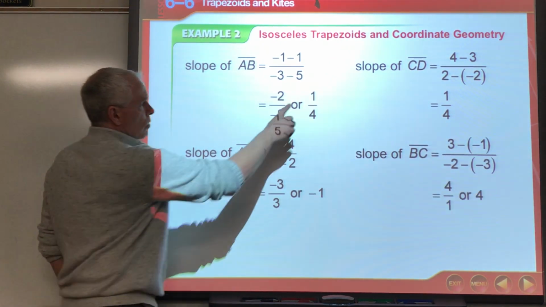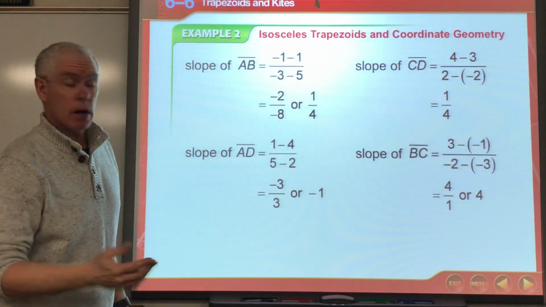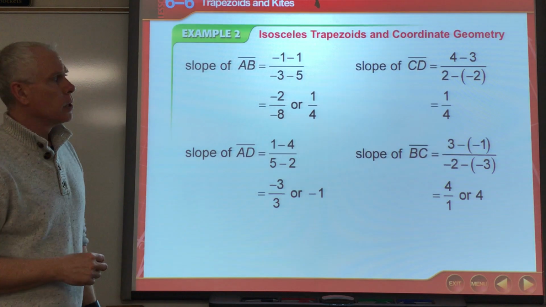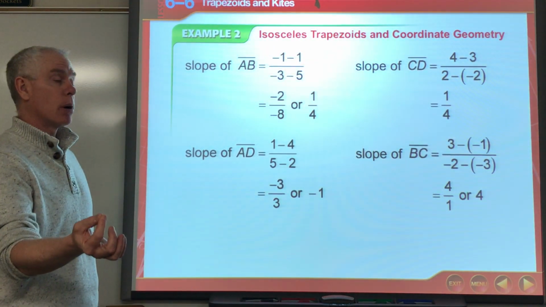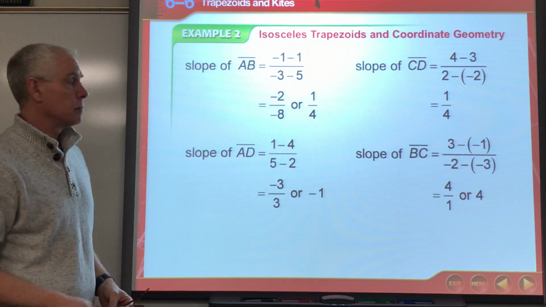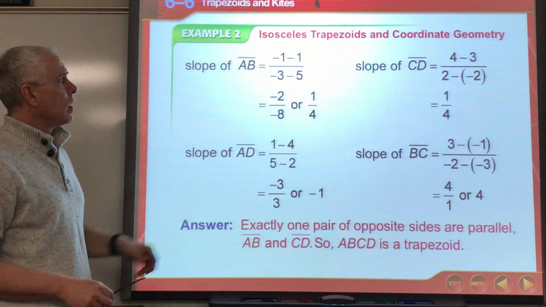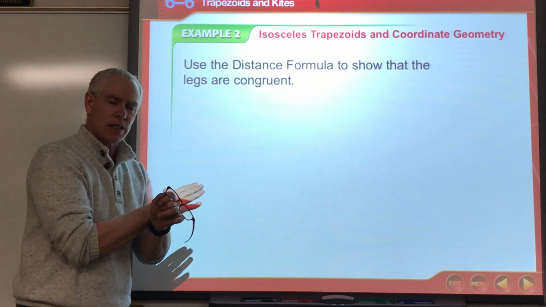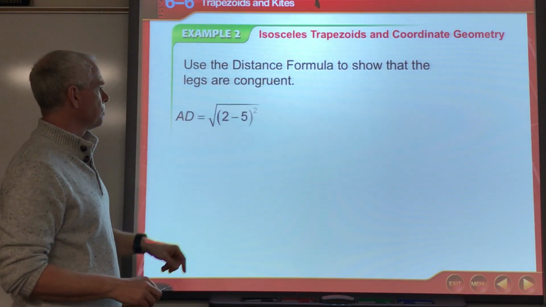Well, now, these two sides have the same slope, so they're parallel. These other two sides do not have the same slope, so they're not parallel. Well, if I have a quadrilateral with exactly one pair of parallel sides, this is a trapezoid. So I know for a fact it's a trapezoid. Okay? Now, how do I know if it's isosceles or not? We're going to measure the distance of the diagonals. If the diagonals are the same length, then it's isosceles.